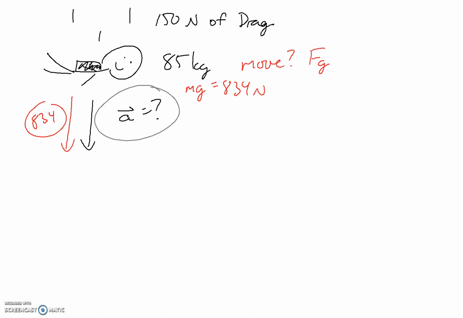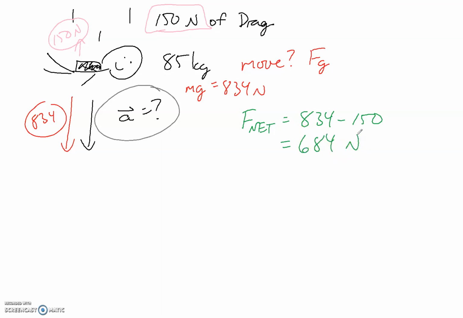But I've also got drag, and apparently I've got 150 newtons of drag. That 150 is trying to slow him down, so it's going up. All I have to do is subtract the two. I've got 834 trying to go down and 150 going up, so my net force is the 834 pulling him down, take away 150, which gives a net force of around 684 newtons. And once I've got his net force, it's easy to find acceleration.